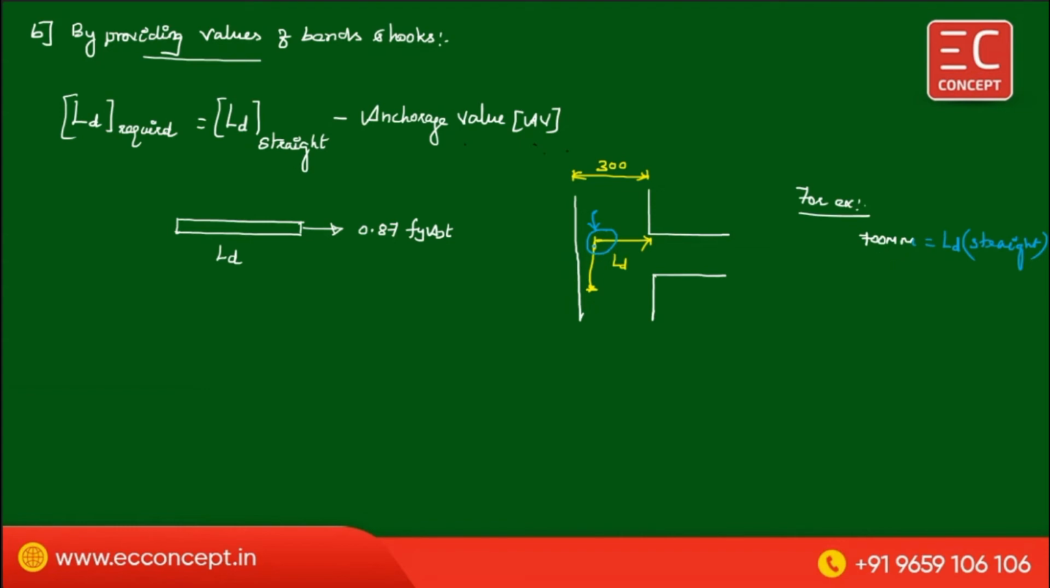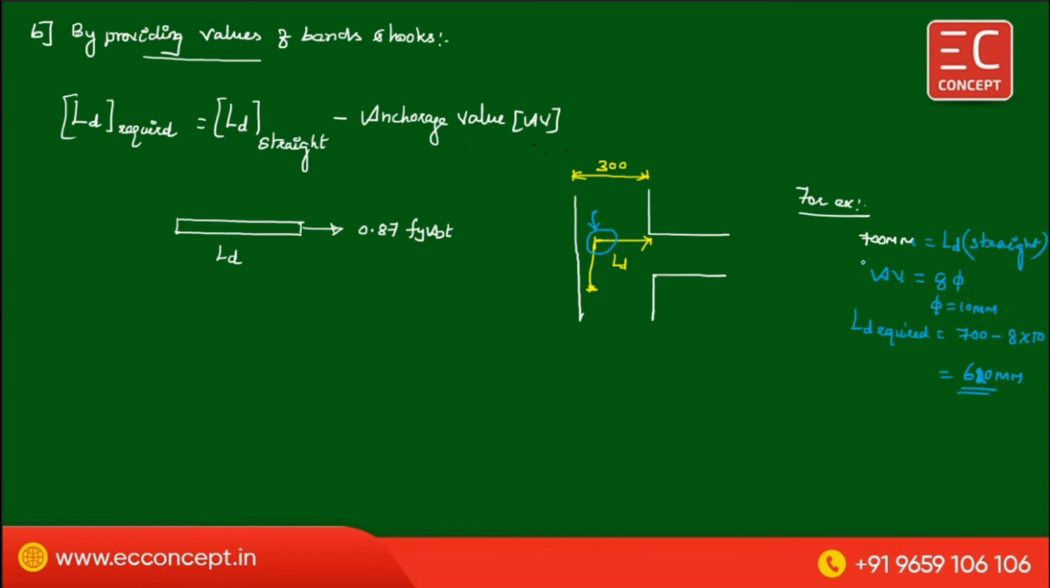Because of this 90 degree bend, there was an anchorage value which is 8 phi. Now, LD required is equal to how much? 700 minus 8 into, for example, let us consider a 10 millimeter diameter bar, so 700 minus 80 is equal to 620 mm. 620 mm is enough to anchor this bar within the support.